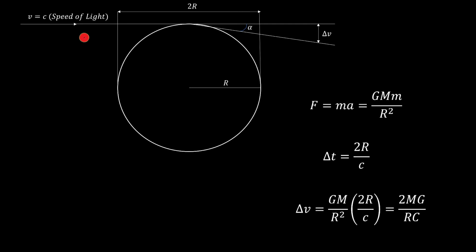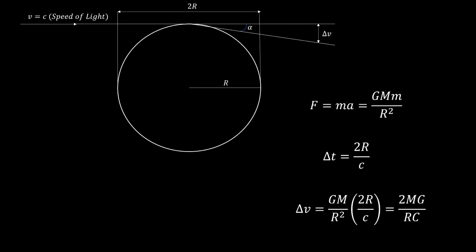So this photon is traveling at the speed of light. How long does it take to travel a distance of 2R? The time, delta t, would be 2R over c. Now we can say delta v is equal to GM over r squared, since the little mass cancels, so we're just left with the acceleration GM over r squared. And with delta t as 2R over c, delta v would be GM over r squared from the force, times the time 2R over c, and we get 2MG over Rc, which is definitely an interesting little side note.